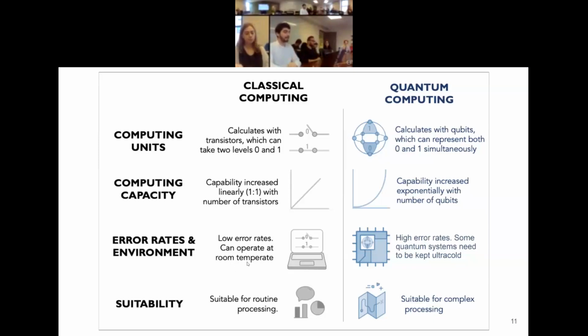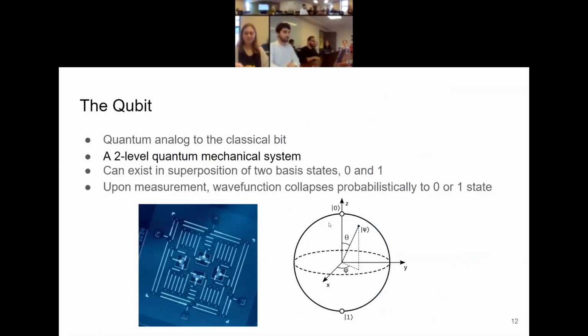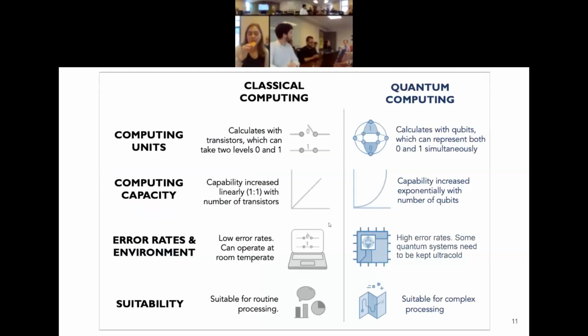There are other differences that we will not focus too much on for now, but we will come back to that. Sorry, just why does the computing capacity increase exponentially?